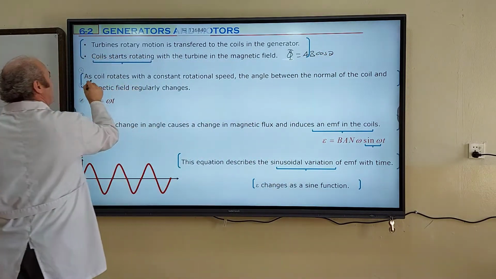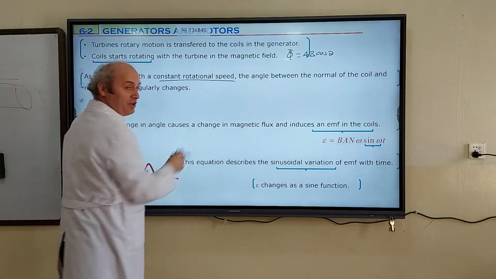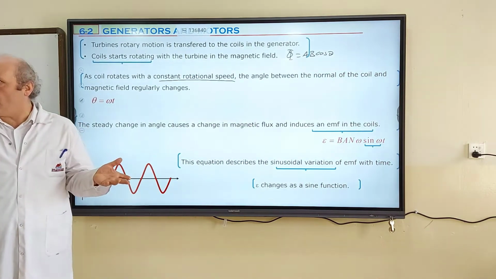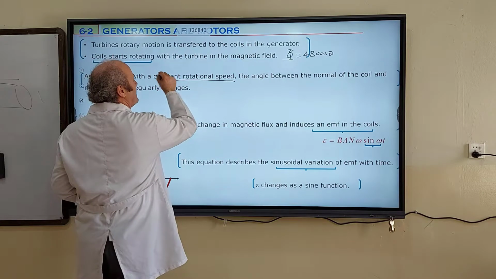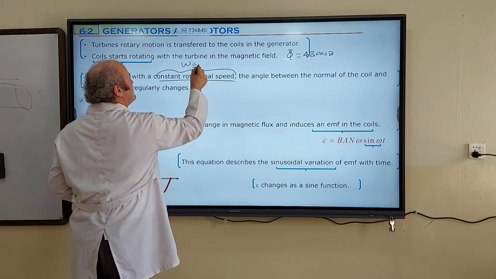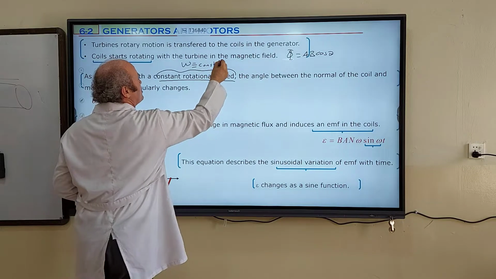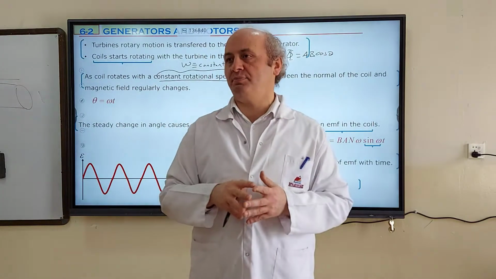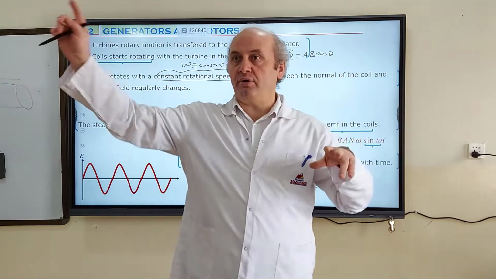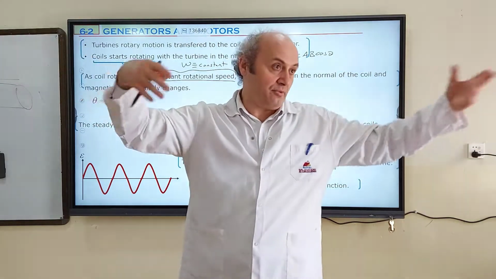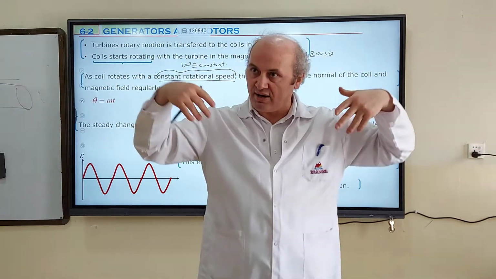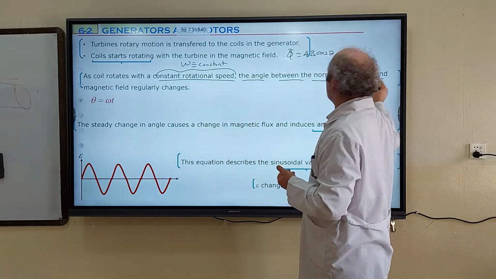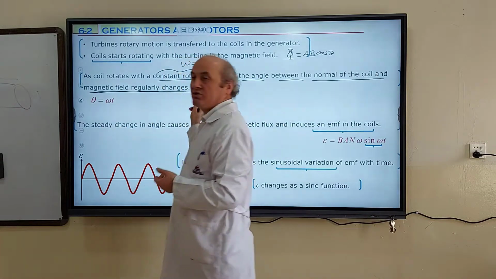As the coil rotates with constant rotational speed, maybe the first time you heard this, angular speed. Rotational speed means angular speed, omega. So constant rotational speed means omega is constant. Every generator rotates with constant angular speed, in your house or wherever it is. All of them are rotating with a constant angular speed. As they rotate with constant angular speed, the angle between the normal of the coil and the magnetic field regularly changes.